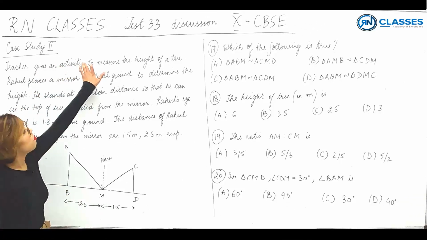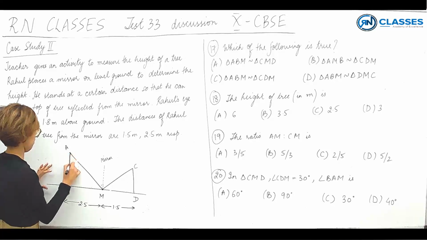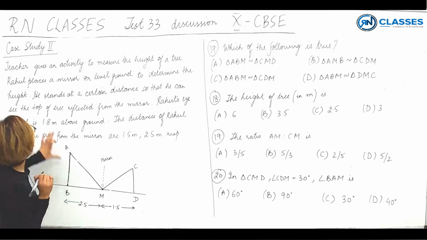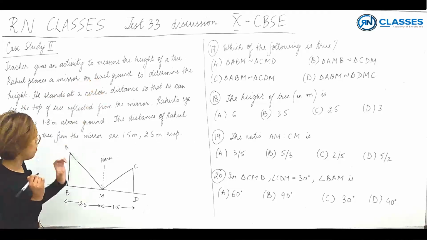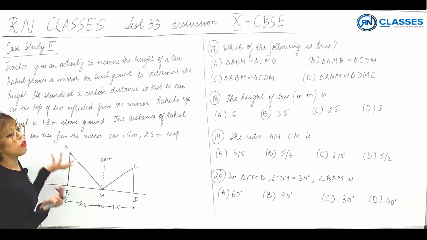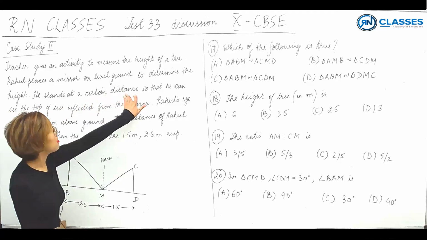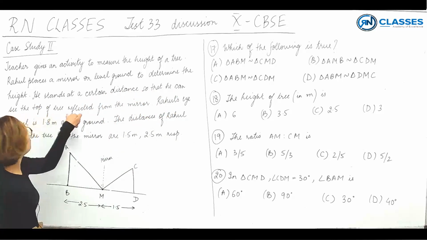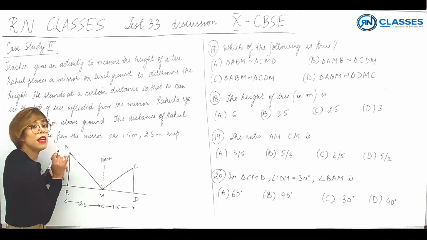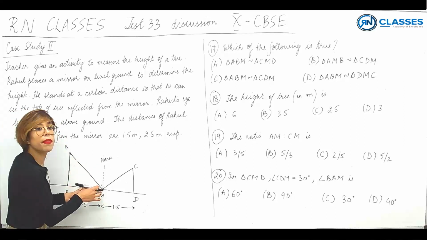Teacher gives an activity to measure the height of the tree. Now, the tree is this one, basically. AB is the tree. We are interested in finding the length AB. Right? Rahul places a mirror on level ground. So, this is the level ground and he places the mirror here to determine the height of the tree. He stands at a certain distance so that he can see the top of the tree reflected from the mirror. Now, this is the top of the tree. Right, and obviously the top of the tree will be reflected through the mirror.